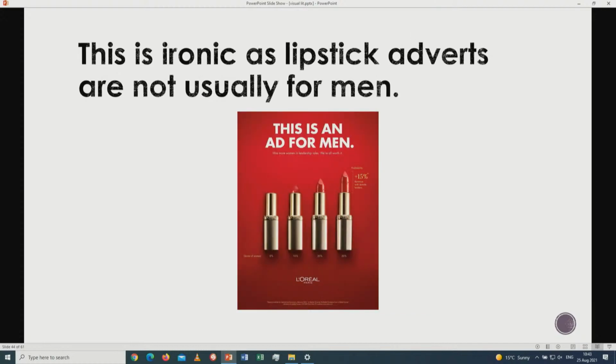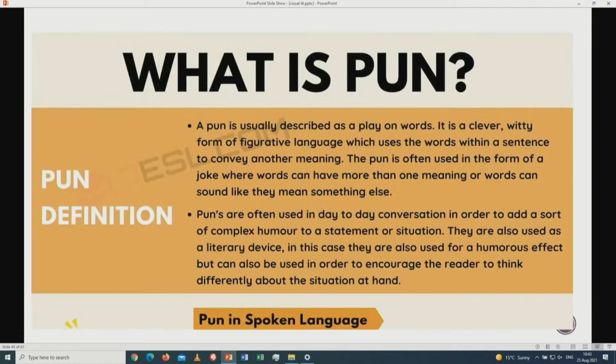This is ironic. Also, when you look at this picture, this is an ad for men. The lipstick is an advert for men. It is irony because men do not use lipstick. This is ironic as lipstick adverts are usually aimed at women, not at men. What is a pun?